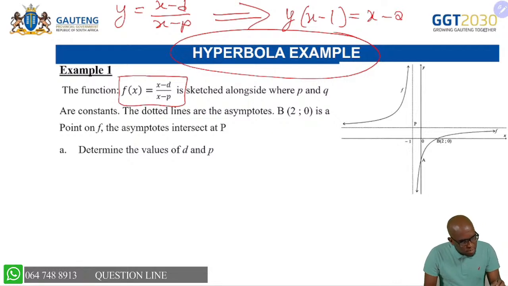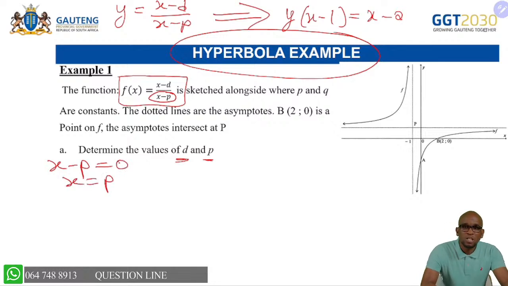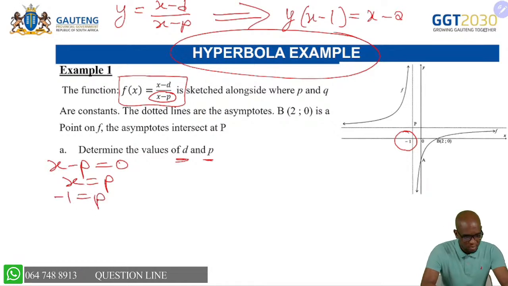Now, they want us to find the values of d and p. From the denominator, we have that x minus p equals 0, so x equals p. That should give us our vertical asymptote. Fortunately, in the graph, it's given as minus 1. So you see here, x is minus 1. So our value of p is minus 1. Already we have the value of p, and now we're looking for the value of d.